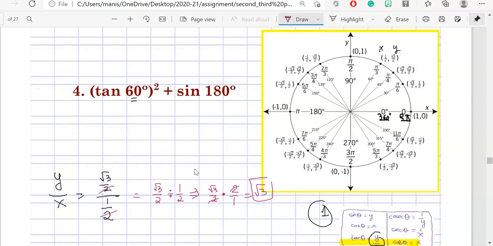This is what I do over here, cancel out, radical 3 over 1, which gives me radical 3. So this is my radical 3. Do keep in mind there is a square over here, so I'll put the square.